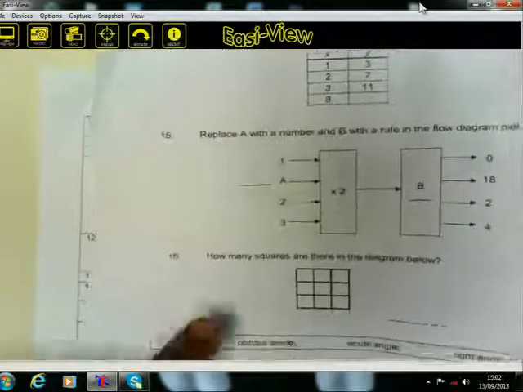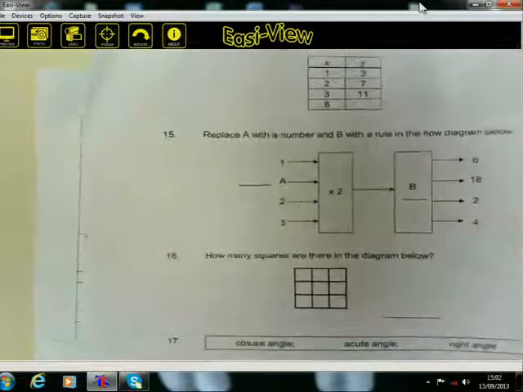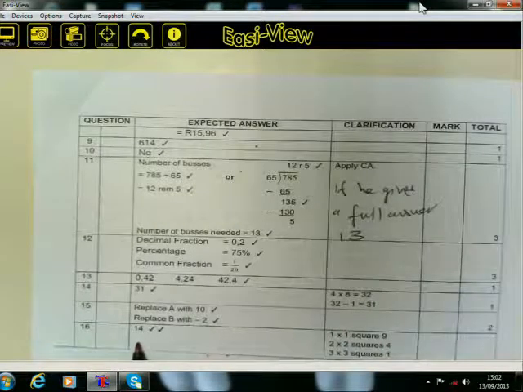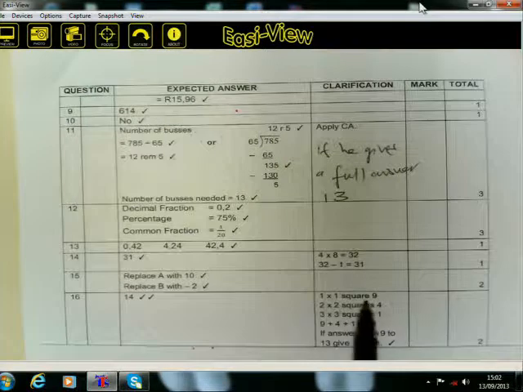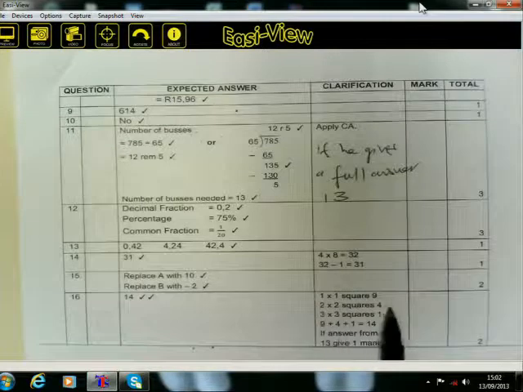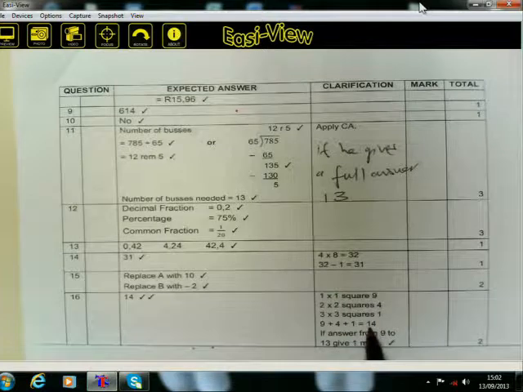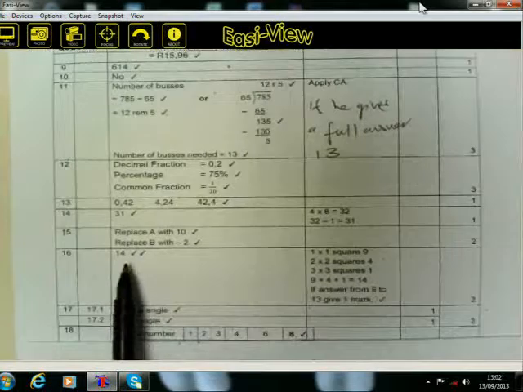How many squares are there in the diagram below? How many squares are there? Now the answer there is 14. There are 14 squares. Okay, let's look at what they say there. They indicated here under the clarification 1 by 1 squares, they are 9, 2 by 2 squares, they are 4, 3 by 3 squares 1, and then they added that, and then it gave 14. Look, here now, how do you mark this? How do you mark this?